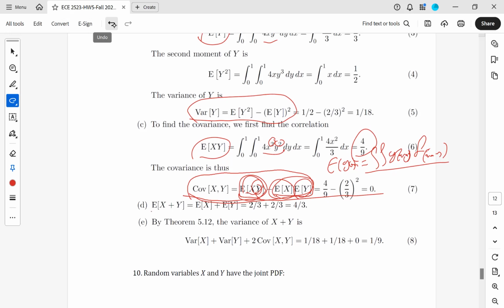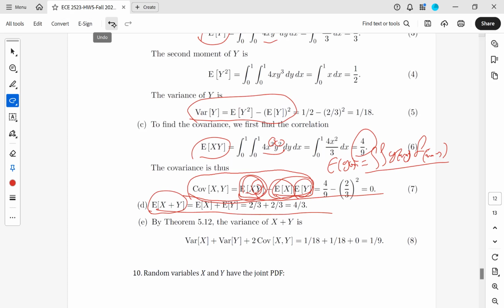So the expected value of x plus y, you could calculate that directly from the formula. So it's going to be x plus y times f of x and y, double integral. Or you could use the linear property of the expected value, which says the expected value of x plus y is the summation of the two expected values. Is that clear? So this is the easier way.